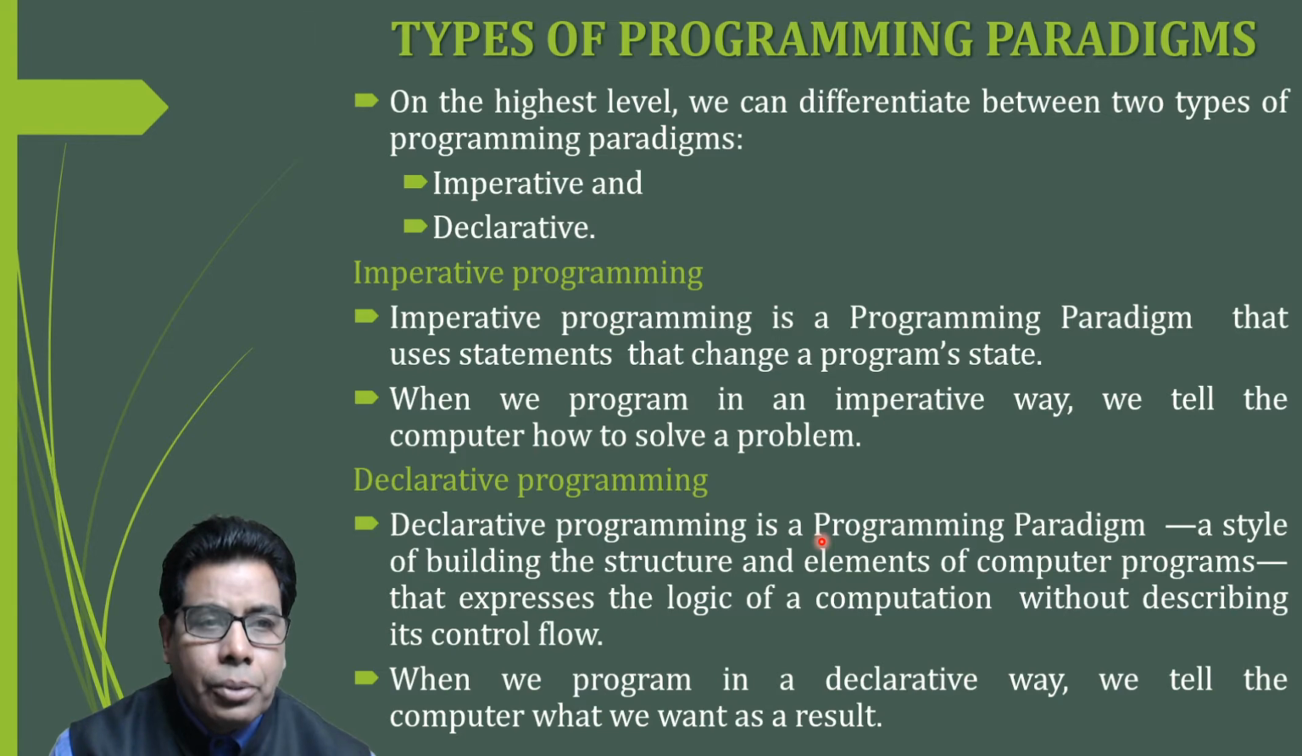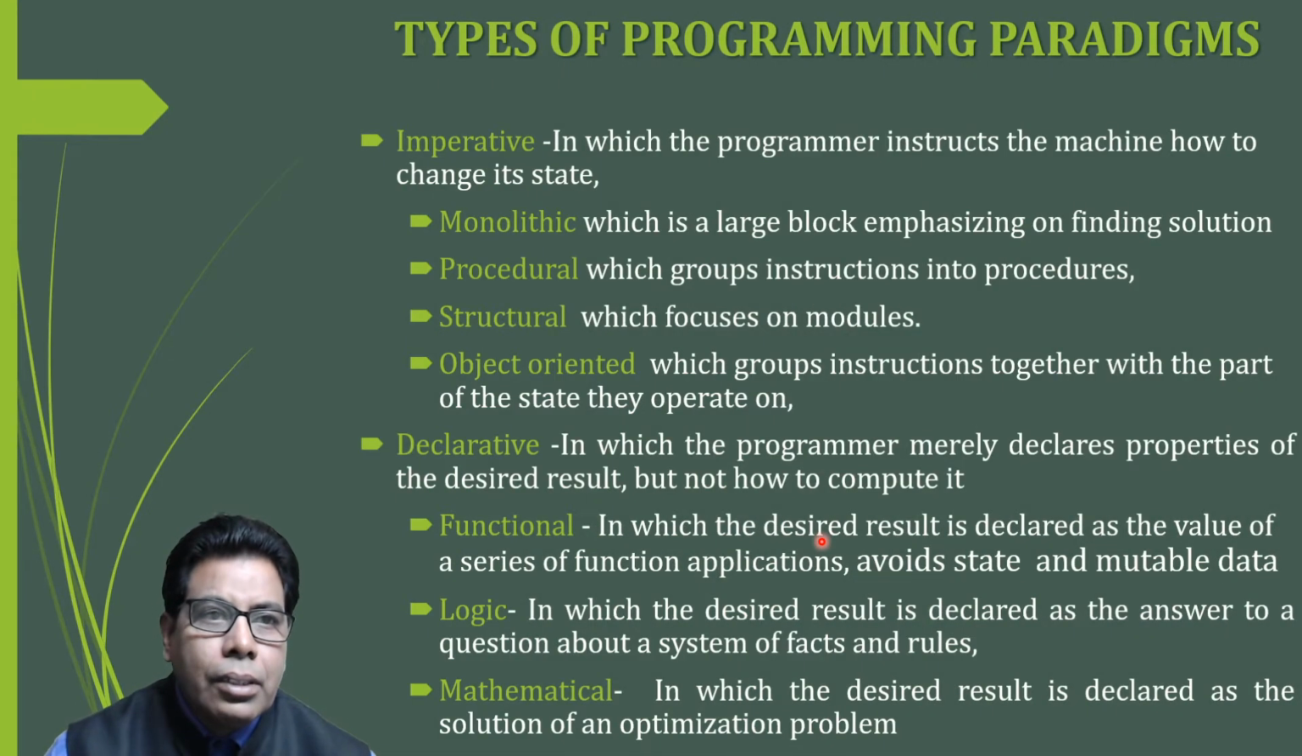So that is the basic difference between these two paradigms or programming types. So now again we'll classify the programming paradigms into different types. First, the imperative. So imperative programming instructs the machine how to change its state. So that means it is totally depending on the state of the program. So here we have four types. Monolithic, where a single large block is used and it emphasizes finding a solution to the problem. There is nothing like a subroutine, so that's why there are a lot of drawbacks. We'll discuss them in detail.